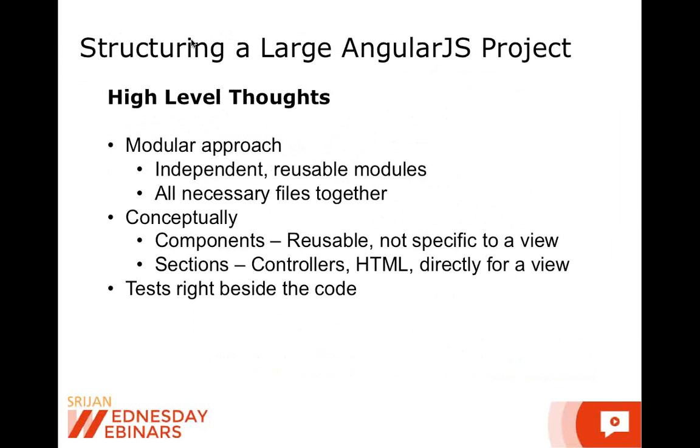Now, when we say components, we're talking about reusable components that are not specific to a project or to a view. These could be things like your authorization service, could be things like chart widgets, these are things that you want to be able to pick as a complete AngularJS module and plunk it in any other project and be able to use it right off the bat. Sections, on the other hand, are more directly linked to a view. They represent your UI hierarchy, the templates that the user sees, the controllers that control them. These go into sections, and these are generally specific to a certain project.